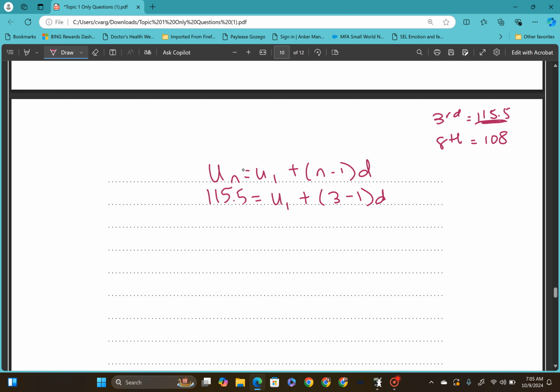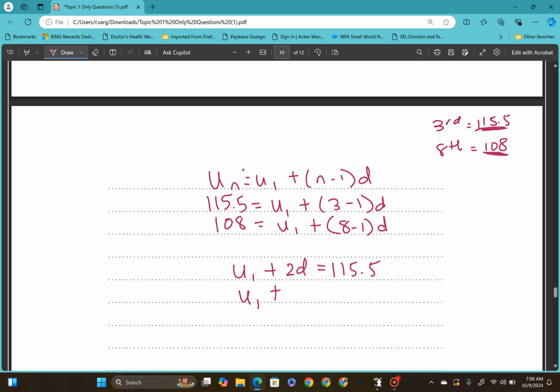So we have an equation here. We're going to do the same thing for the eighth day. Our U8 is 108, equal to U1, which we don't know, plus our n here is 8 minus 1, times our common difference, which we don't know. So 3 minus 1 is 2. U1 plus 2d is equal to 115.5. Then we have another equation, U1 plus, 8 minus 1 is 7, 7d is equal to 108.